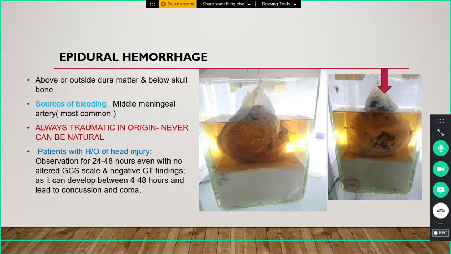Most important one, this is the specimen of brain attached with dura. The white color polythene like structure is the dura, and see the red arrow mark showing the hemorrhage, epidural hemorrhage. It is above and outside the dura mater and below the skull bone. Source of bleeding is middle meningeal artery. It is always traumatic in origin. Even if the patient is fine, the doctor should keep him in observation for 24 hours because symptoms can develop even after 48 hours, which can lead to concussion and coma. So, if a doctor is discharging a patient before 24 hours, he can be sued for negligence.